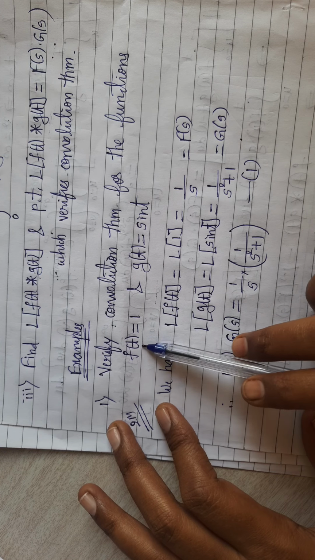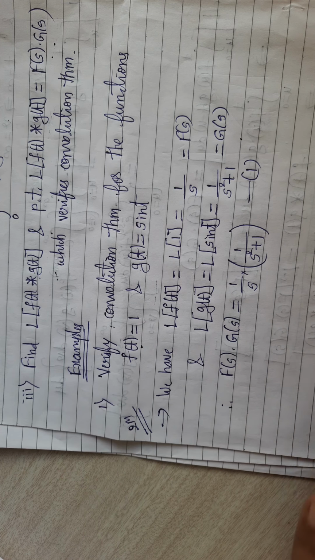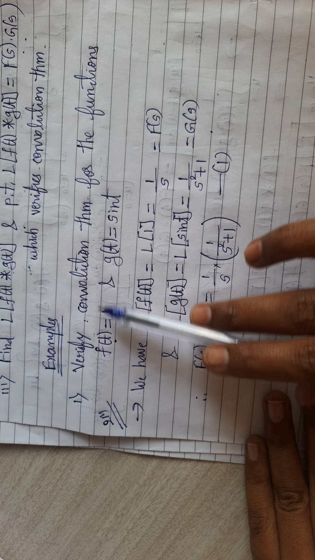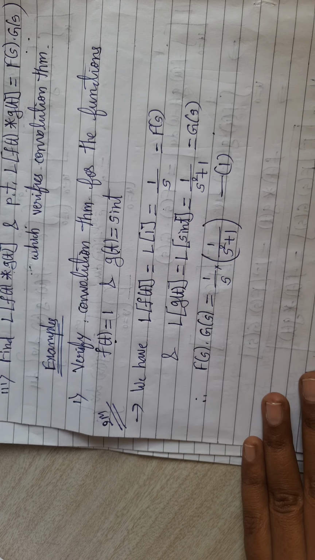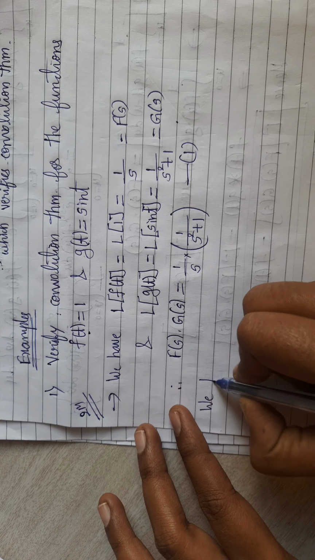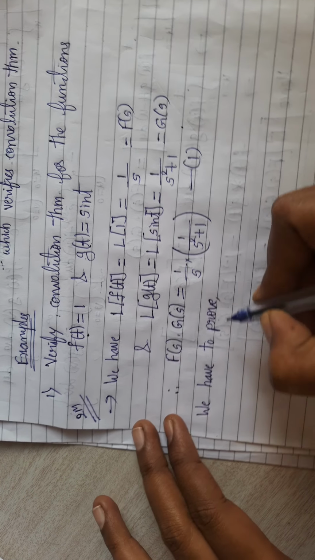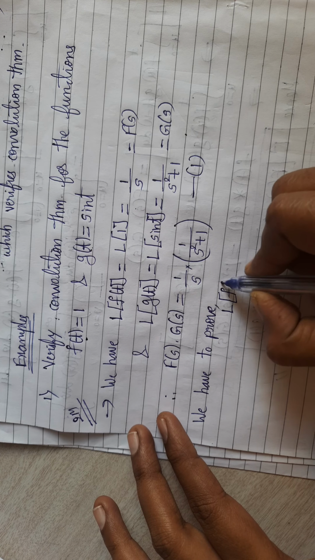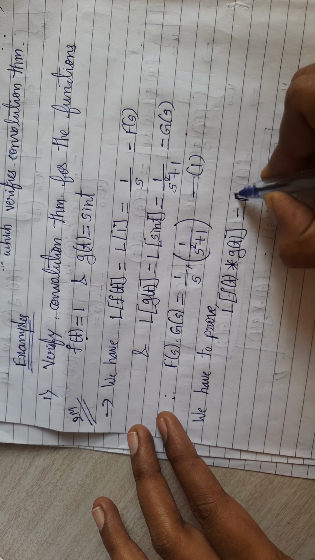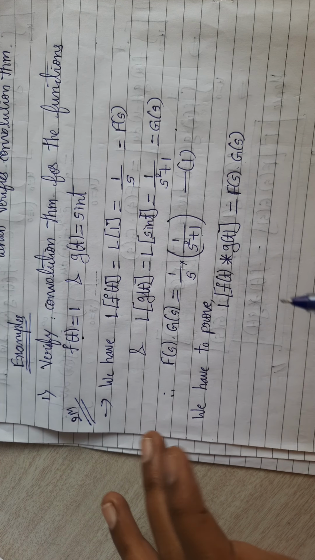Next we will find the convolution between these two given functions, and then we have to find the L of that convolution of the two functions. We should get it the same. If it is so, then we can say that the convolution theorem is verified. So here we have to prove L of f of t star g of t equals f of s into g of s. This is already calculated, equation 1.